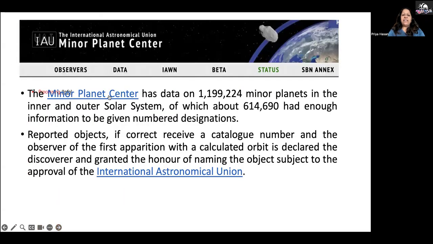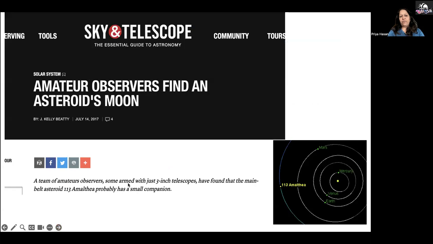There is a Minor Planet Center, which has data on more than 1 million minor planets in the inner and outer solar system. If you report an object and it is confirmed to be an asteroid, you will also have the honor of naming it, with the approval of the International Astronomical Union, and studies are made to check whether there's a threat or not, right?